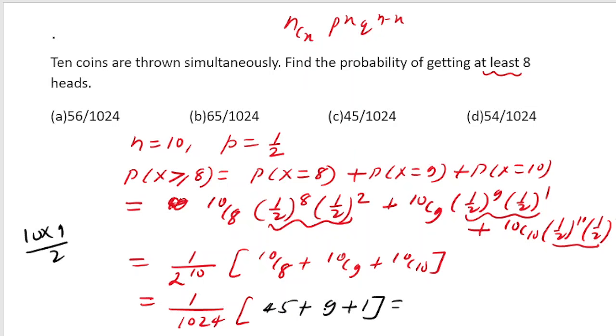So how much do we get? 9 plus 1 is 10 and plus 45. So that is, I think 10C9 is not 9. 10C9 is 10. I was making a mistake. Just give me a moment. Sorry. So 10C9 is 10. So we are getting 56 by 1024. So the correct option is A. Okay.